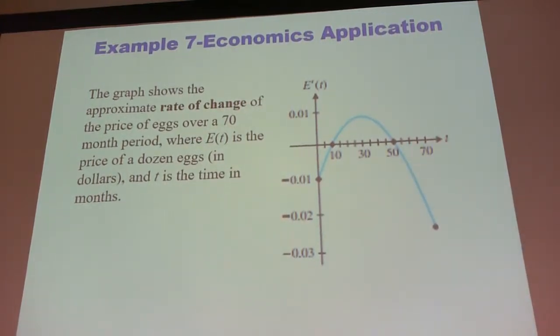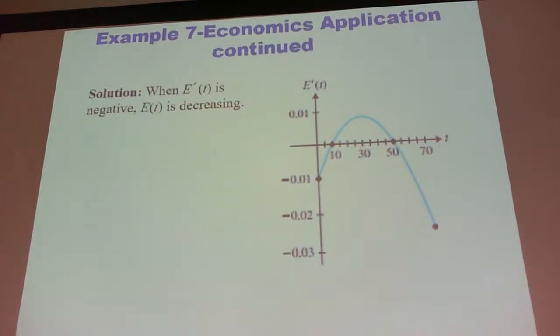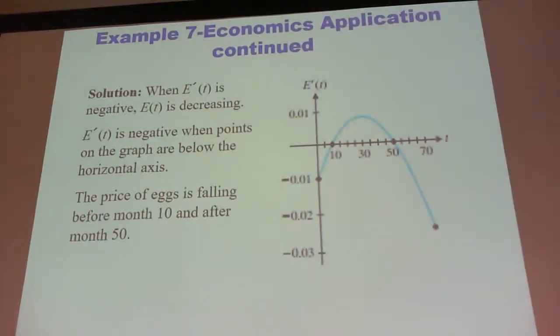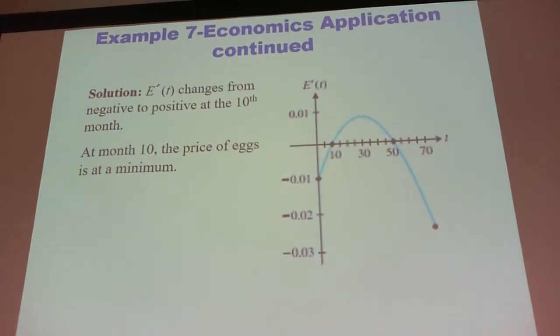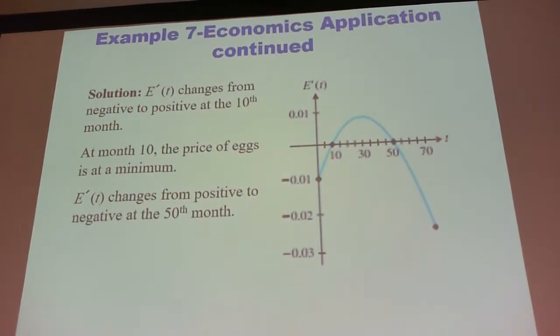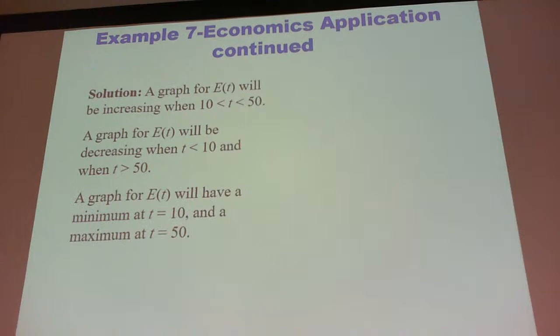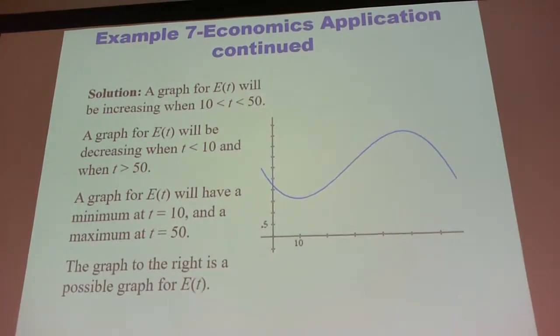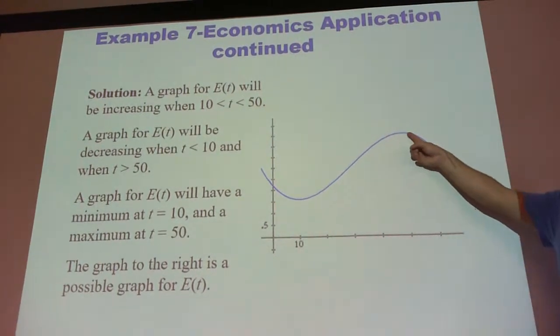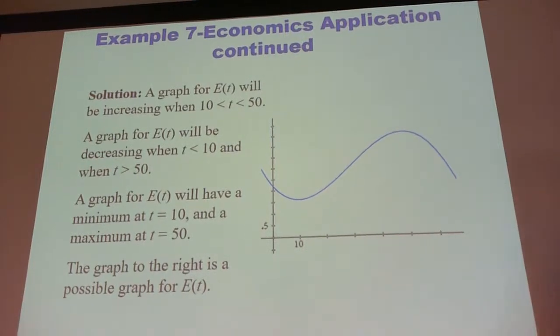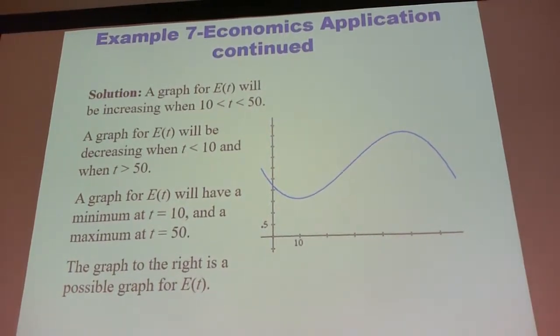And we can estimate what this original graph will look like. It's negative when it's decreasing. So before month 10 and after month 50 is where it's decreasing. When it's increasing is between 10 and 50. 10 is a minimum because it's decreasing then increasing. 50 is a maximum because it's increasing then decreasing. And if I want to graph the original, I'm assuming the original looks like this. Between 0 and 10, it decreases. Between 10 and 50, it increases. And then after 50, it decreases. So by looking at the derivative, I can find out things about the original.